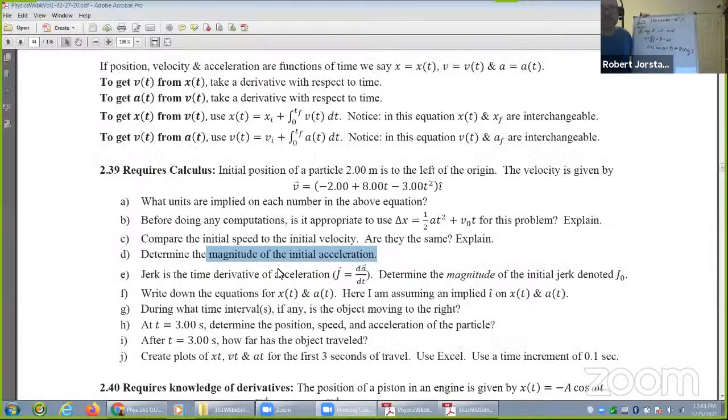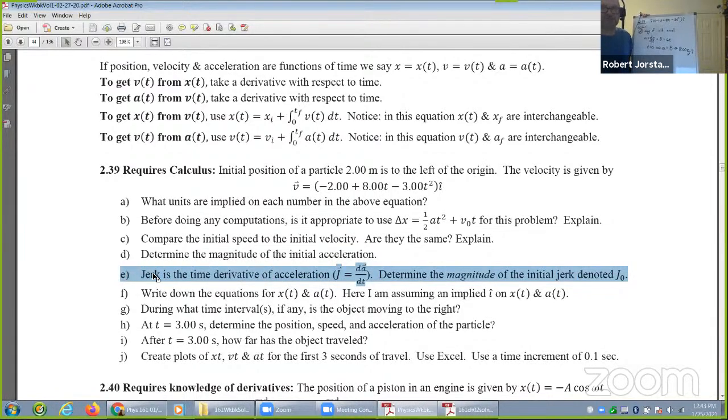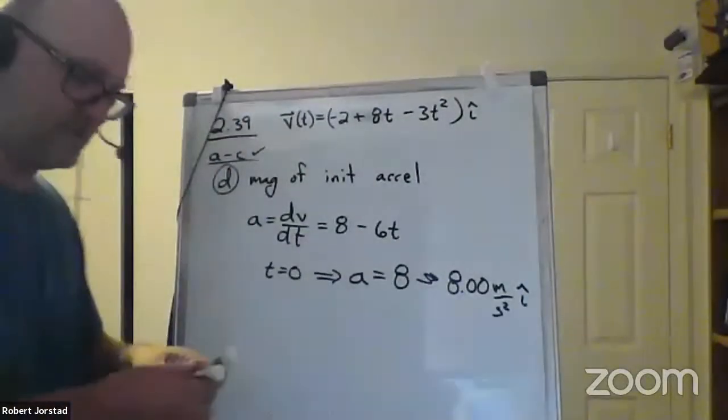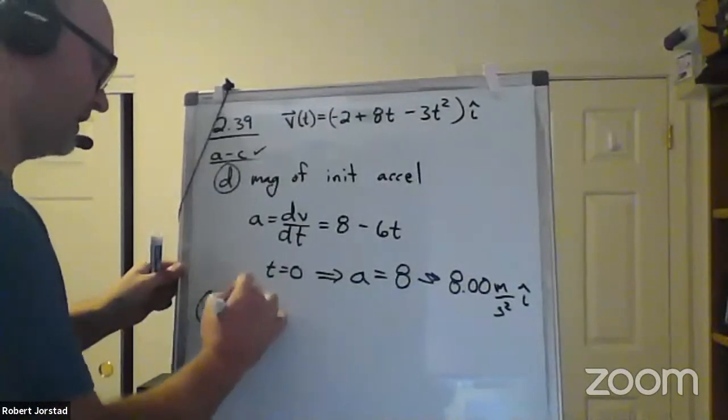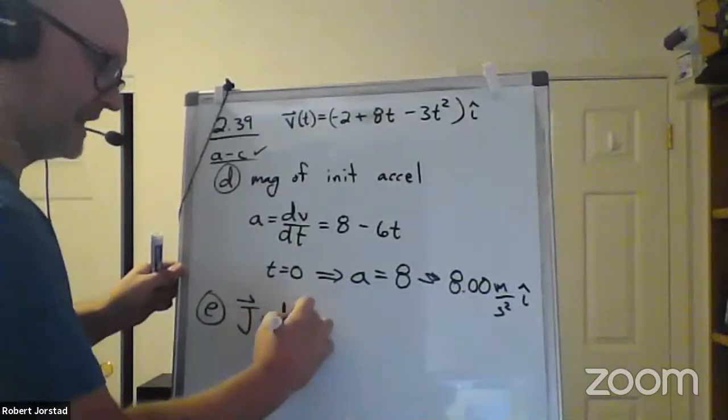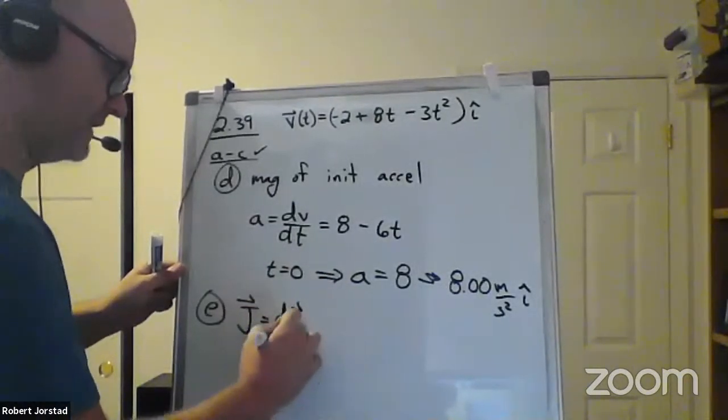So we did part D. Ooh, jerk. Not just a term to be used for your physics instructor. It's also the time derivative of acceleration. Let's take a look at the jerk. So in this case, we are told this new piece of information. So in E, they say jerk is defined as the derivative of the acceleration.